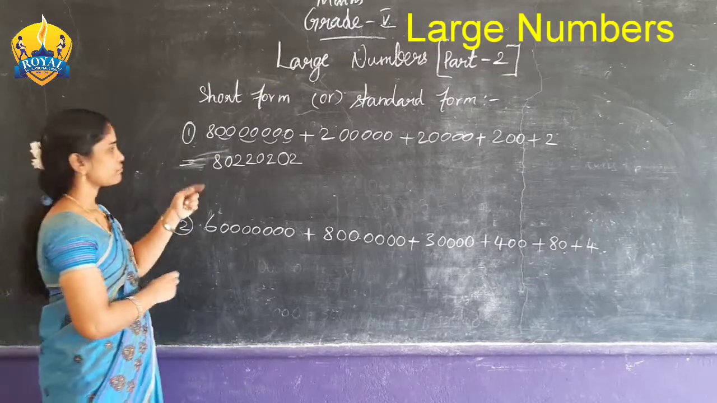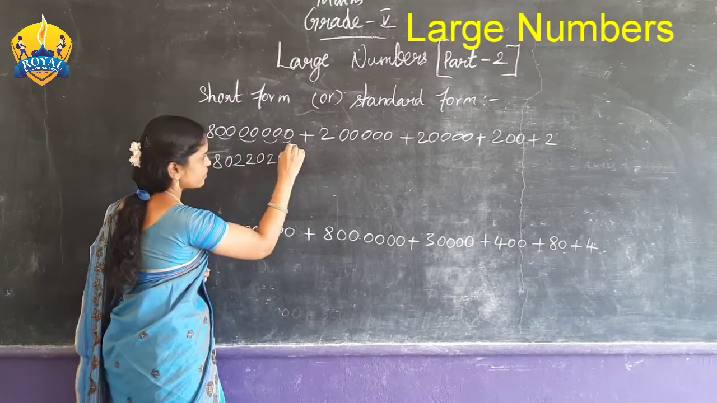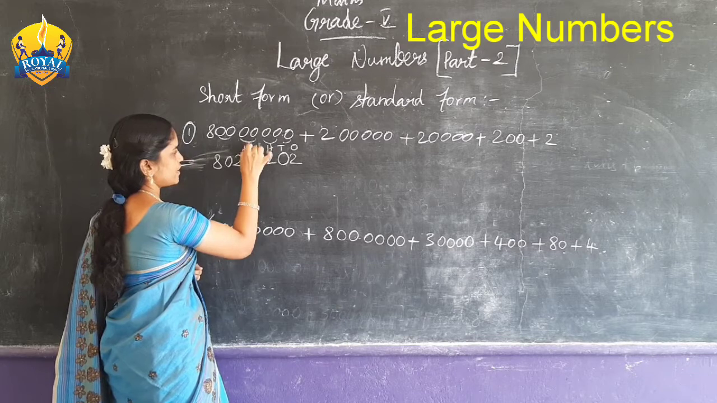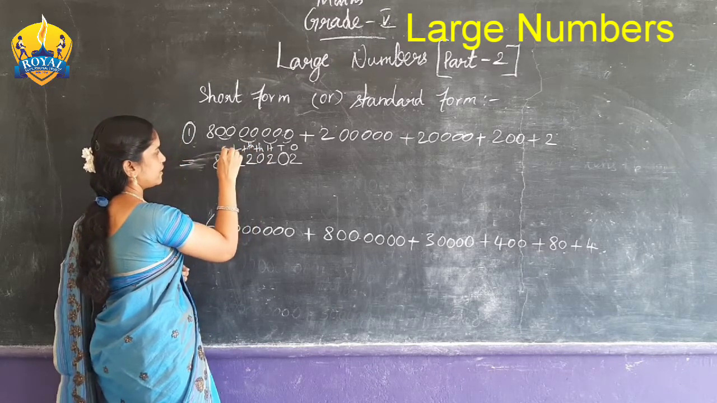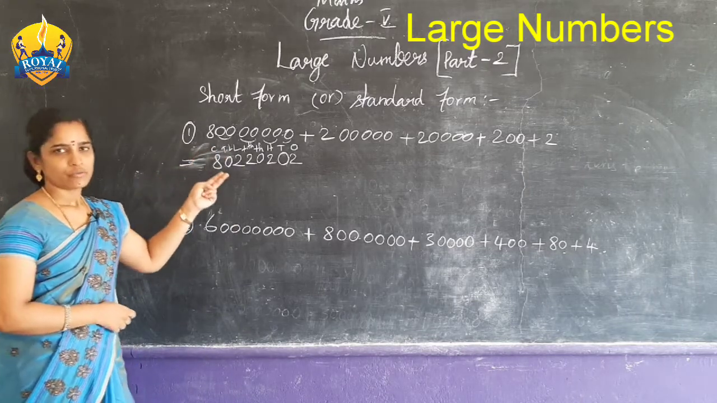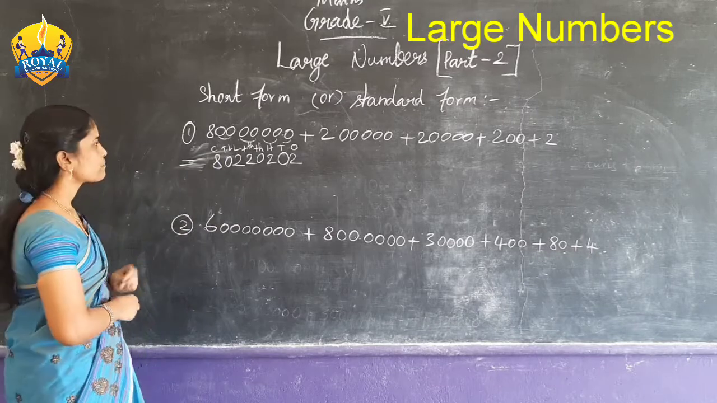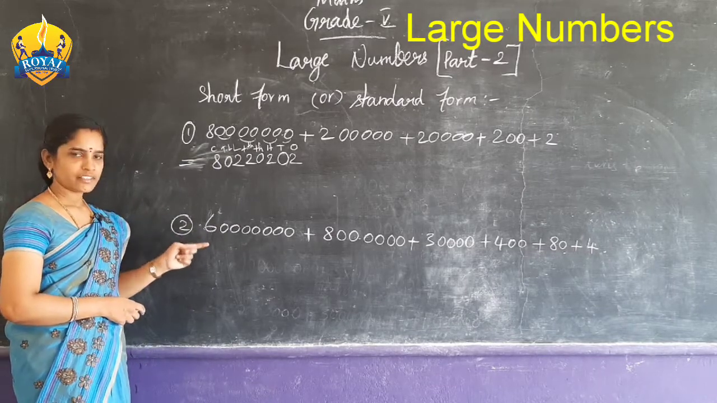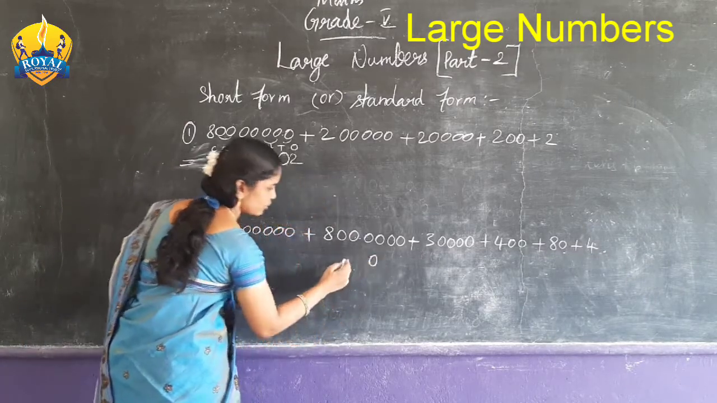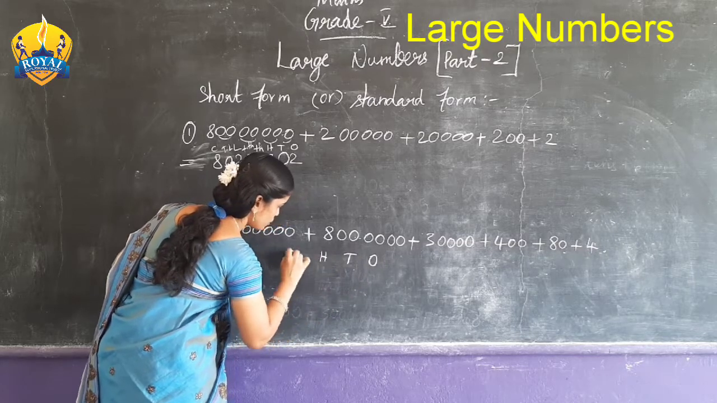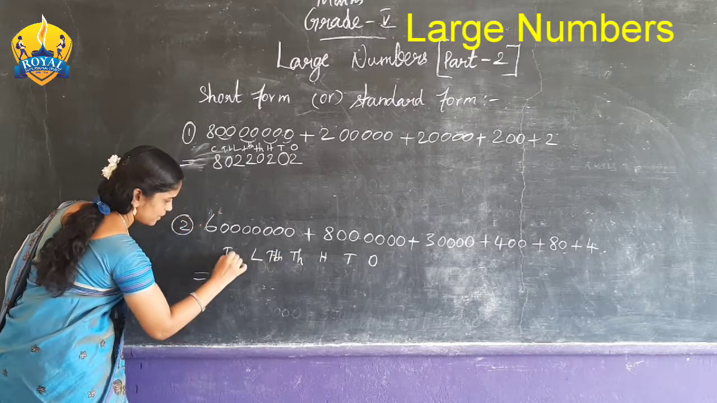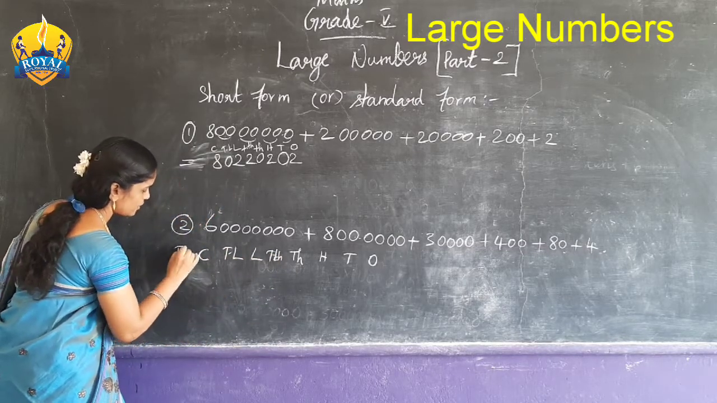Is it clear? First we write the places: ones, tens, hundreds, thousands, 10,000s, lakh, 10 lakh, crore and 10 crore. And after that we write the numbers. Okay. The next given number is this. First we write the place values: ones, tens, hundred, thousand, 10,000, lakh, 10 lakh, crore and 10 crore.